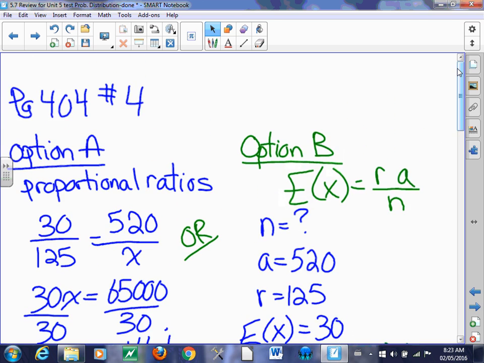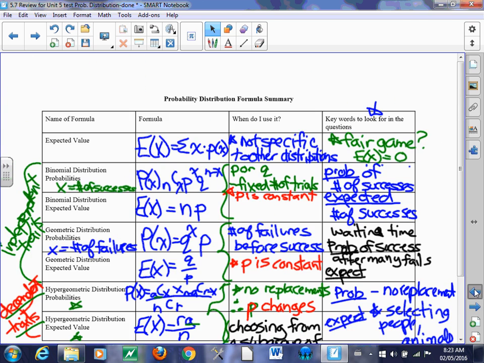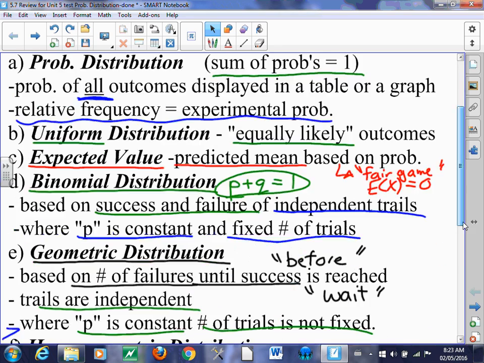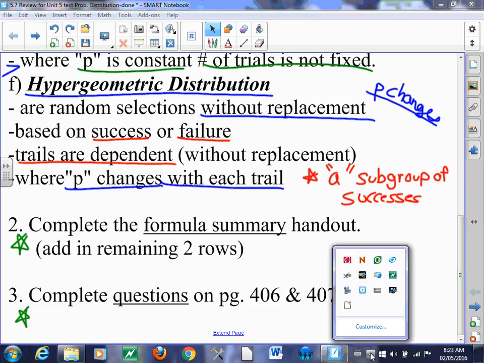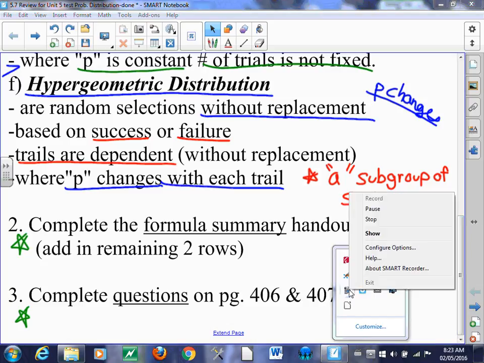All right, folks, good luck, ladies and gentlemen, and remember that you're to finish completing your table, which you cannot use during your test. However, it's a good thing to study for this unit and for your final exam, and complete the questions on page 406 and 407.